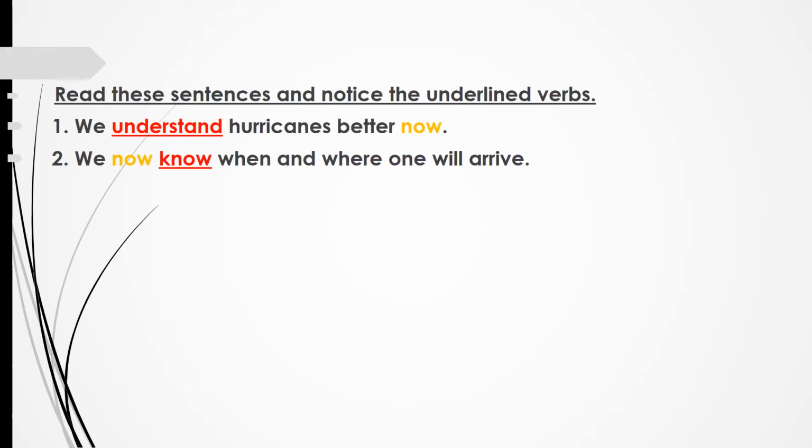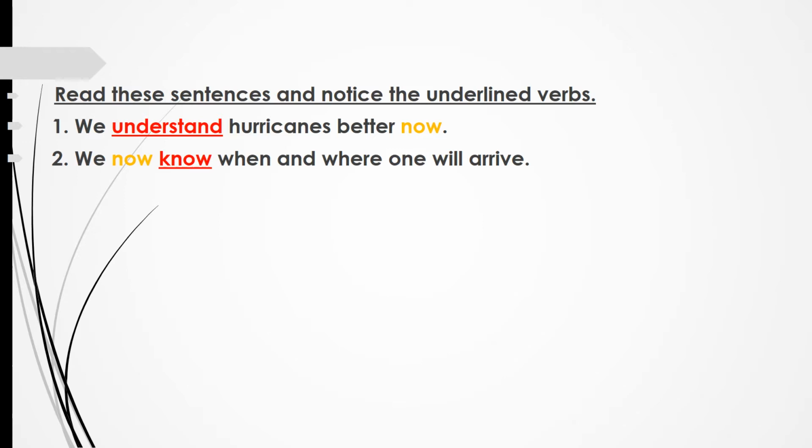Now let's read these sentences and I want you to notice the underlined verbs. Number 1. We understand hurricanes better now. Number 2. We now know when and where one will arrive. I want you to notice in these two sentences the verbs understand and know. We use them in the present simple tense, but we have in the sentences the time expression now, and we know that we use now to refer to the present continuous.